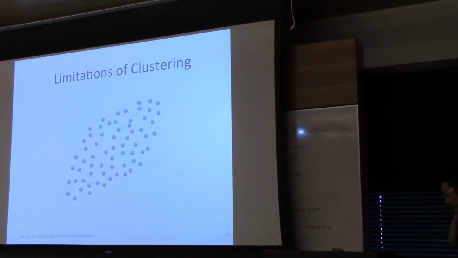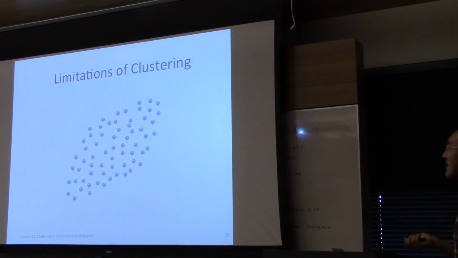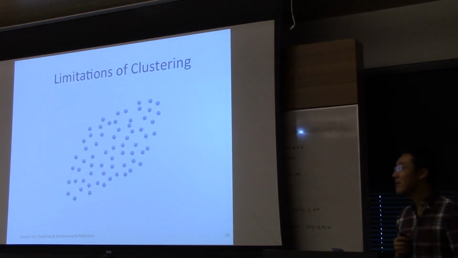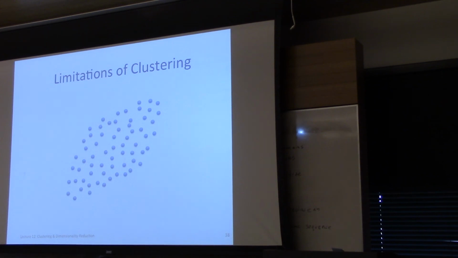Okay, so what are some limitations of clustering? Well, can someone cluster this data set? Clearly there's structure in this data set, right? I mean, we can all see it. It's sort of tilted along this axis, but can anyone cluster it? I'll give bonus points to anyone who can do it convincingly.